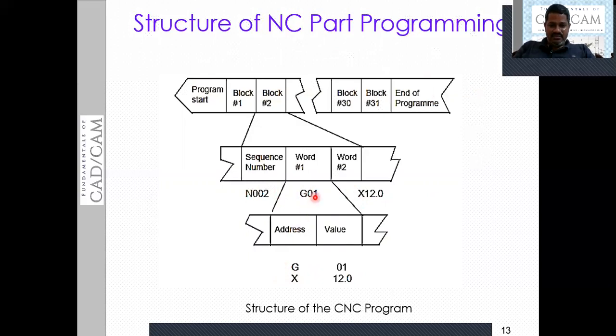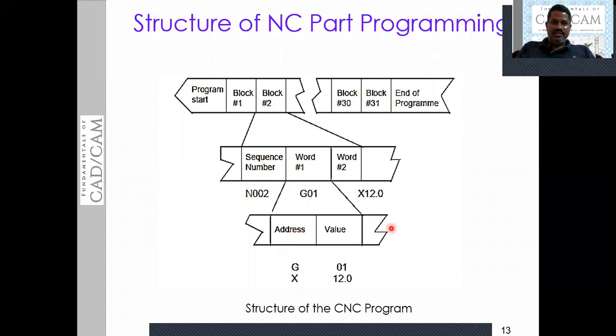Then how do you get this word? If you combine characters and the numerical values, characters are the address. If you combine these characters, the address, along with the numerical value, one word will be formed. So words are combined together to form the block. Then the blocks are combined together to get the program. This is the exact structure of the CNC program.